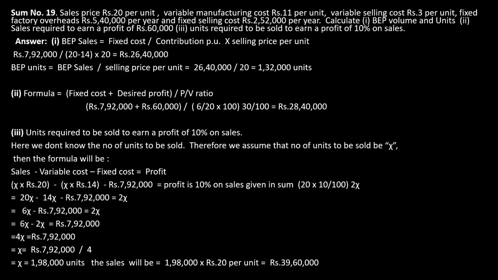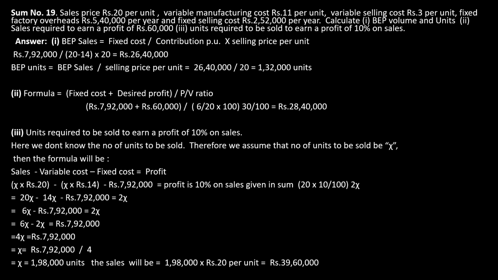The formula is written in the brackets. The formula for that will be contribution by sales into 100. I know my contribution. What is my contribution? 20 rupees minus 14 rupees, that is 6 rupees. By sales into 100 will give me 30%. So, 7,92,000 plus 60,000 divided by 30% will give me 28,40,000. Is it clear? So, that will be my answer.